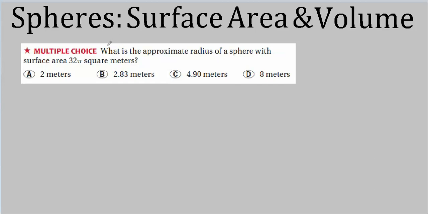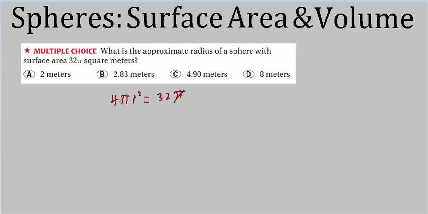Well, enough of that. How about the approximate radius of a sphere with surface area 32 pi square meters? Well, this is easy. All we have to do is lay out our formula, if we remember it, and of course we do. It's 4 pi r squared equals 32 pi.